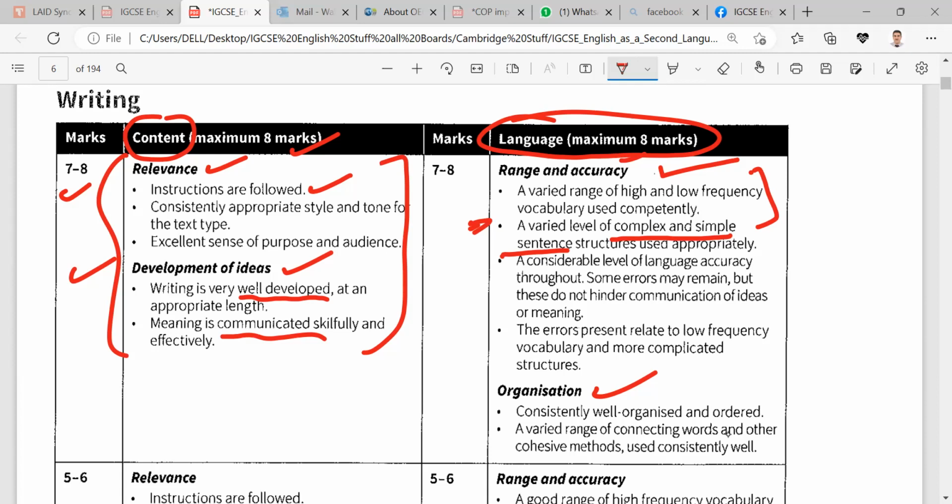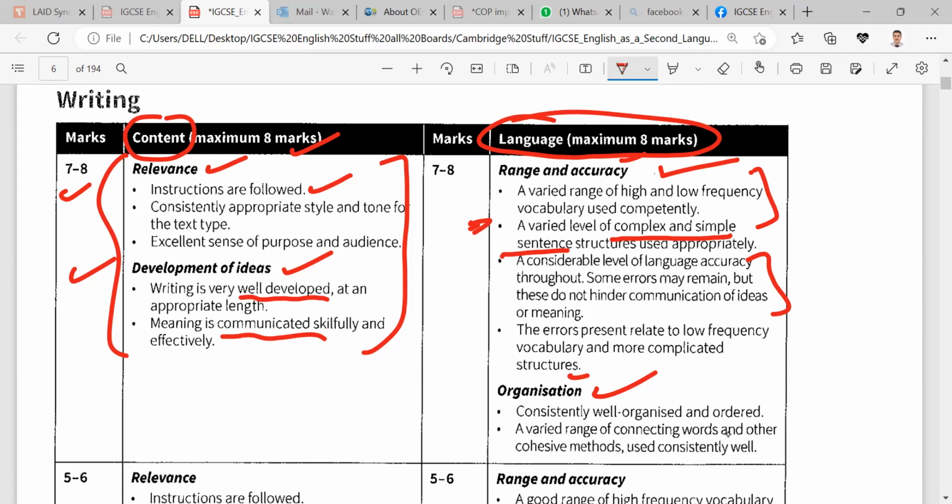The next one, a considerable level of language accuracy throughout. Some errors may remain, but they don't hinder the communication of ideas or meaning. Sometimes you may have some mistakes, maybe grammar mistakes, but the meaning is still very clear. So in this way, your grammar mistakes don't affect the meaning. The errors that are present relate to low frequency vocabulary and more complicated structures. So this is what I mean by range and accuracy.